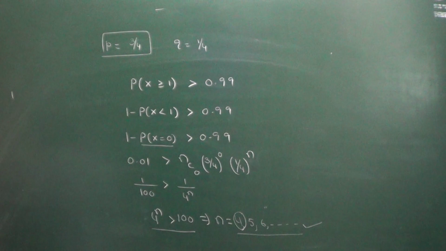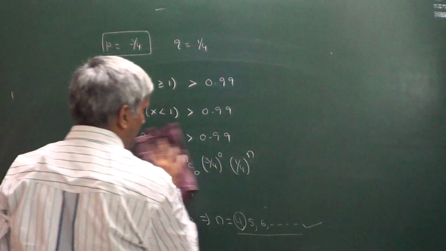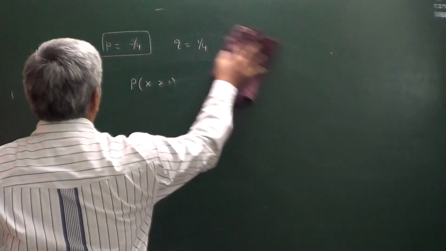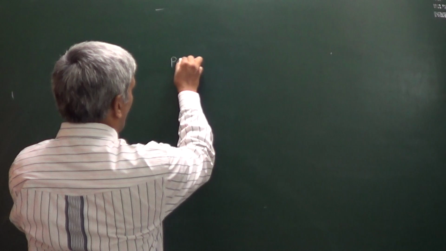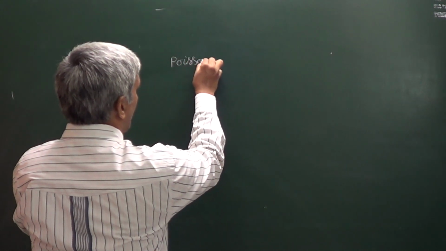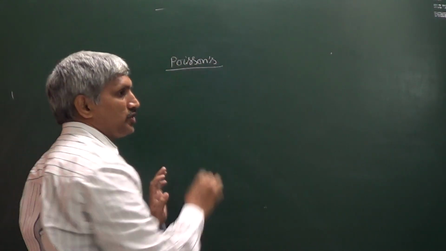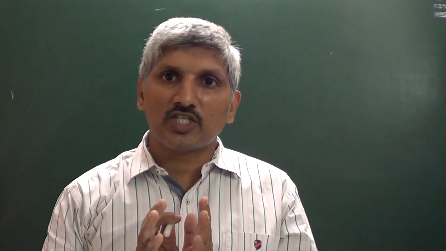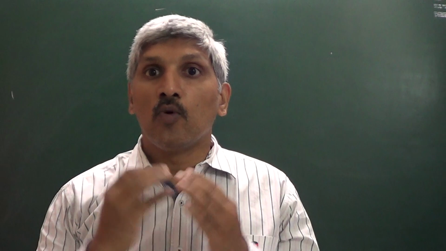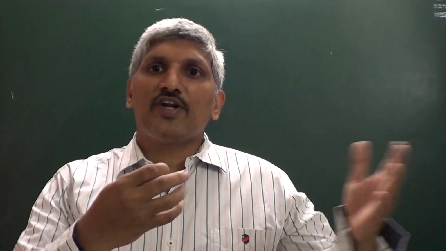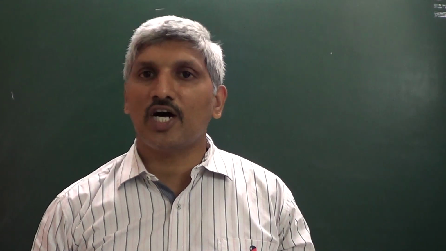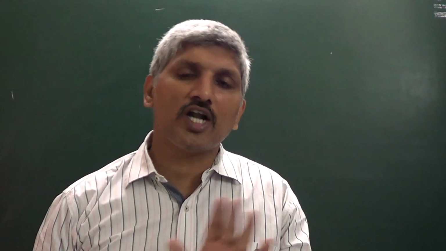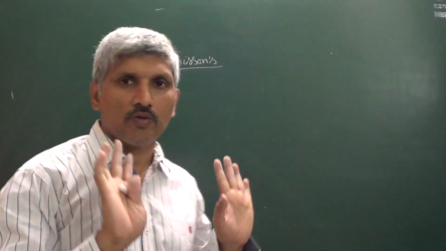So here another discussion also we are going to do, but it is not in the syllabus, but better to know. That is called Poisson's distribution. So what is Poisson's distribution? Whenever the number of trials is large, definitely we are going to use this Poisson's distribution, but it is not in the syllabus. Better to know, that's all.